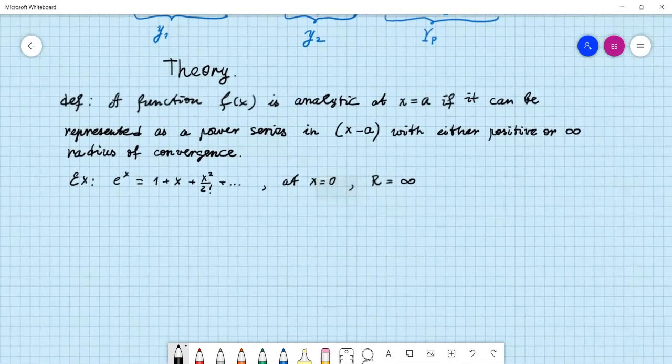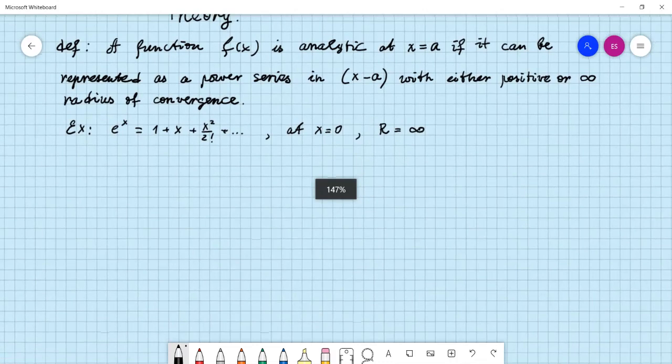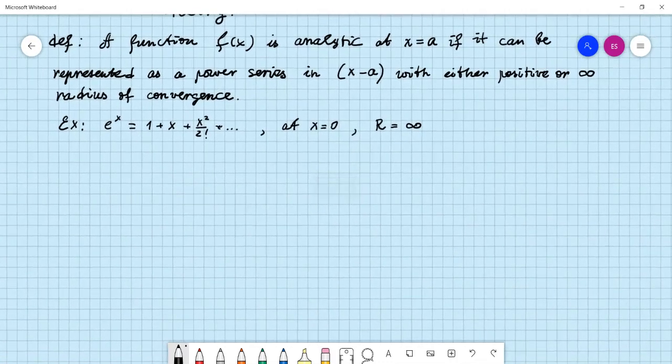Okay, stretch it a little bit. Somehow the whiteboard does not obey me. Okay, sine of x, another function, which is x minus x cubed over 3 factorial plus x to the power of 5 over 5 factorial minus and so on. Also at x equals 0 has a radius of convergence equal to infinity.